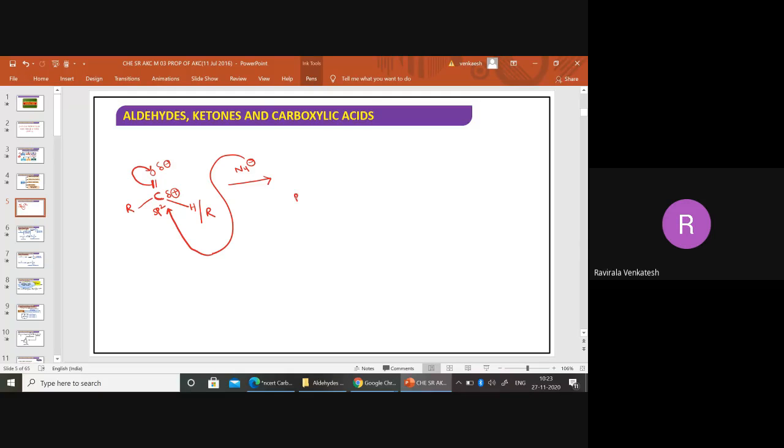Now we are going to get a structure like this: R, C, O, R, H, R. We are getting the nucleophile here, and we are getting O minus here. Now this is the addition of the nucleophile. Nucleophilic addition takes place in this. Now this carbon will be which hybridization, beta? Anybody? What is the hybridization of this carbon? sp3. sp3 carbon.